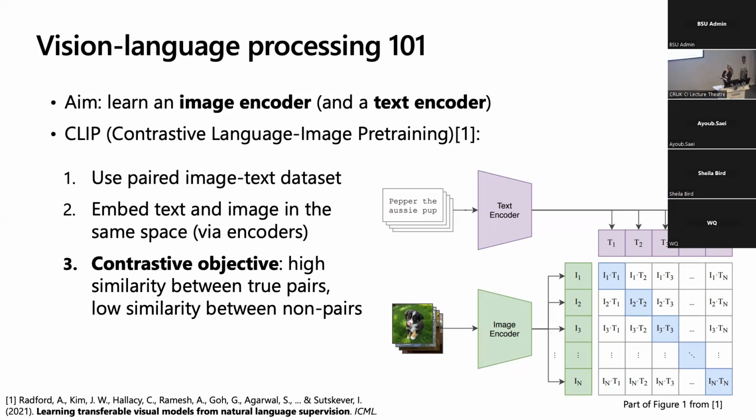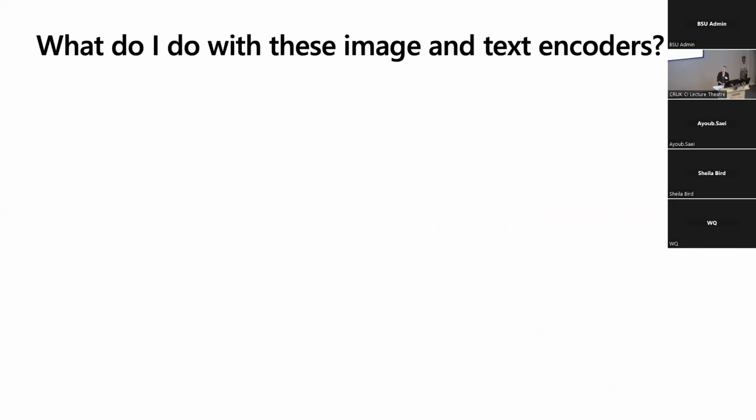So you have this, people call it an affinity matrix, where it's sort of the similarity between everything in the batch. All of the true pairs should have high similarity, and all the non-pairs should have low similarity. That's your objective. Optimize this over the whole data set, learn the parameters of these models, and you get your encoders. So what am I actually going to do with these encoders?